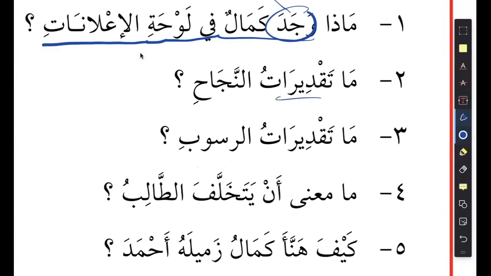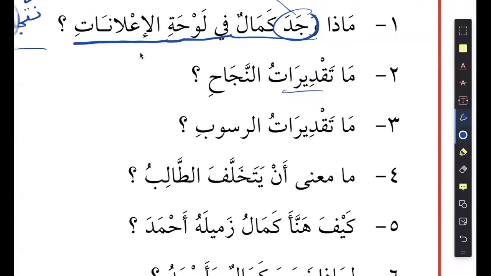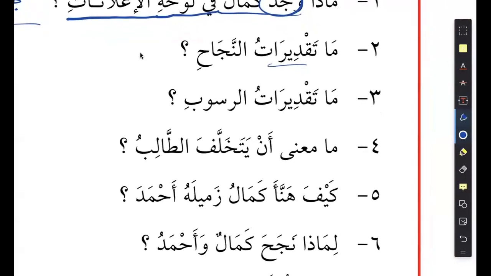تقديرات is the plural of تقدير, which is the result or the grade. So what are the grades of najah, of success? So here they want you to list all the grades that you can get. For example, mumtaz, jayyid jiddan, jayyid, all of these things which we talked about. You can go through them.